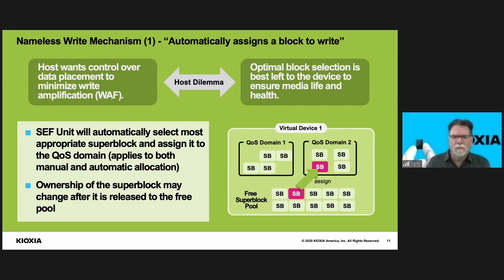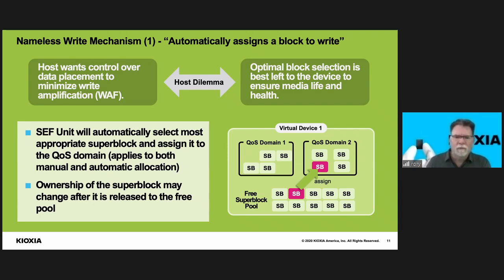Flash memory is a consumable. Poor choices for physical data placement can wear out flash devices quickly. So how can a host have control over data placement without the responsibility of ensuring device health? The answer is nameless write. When a superblock is required for a placement ID, or if a new superblock is manually allocated, the device chooses the optimal superblock to use from a free pool.